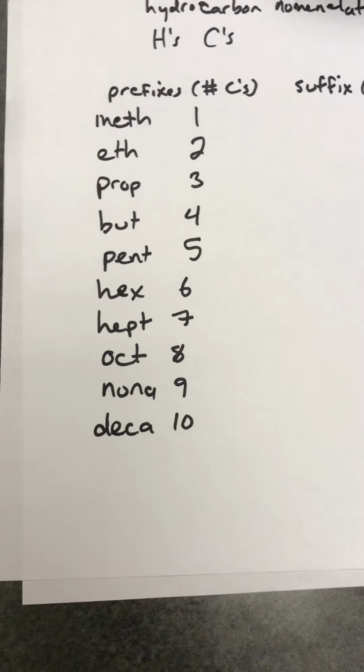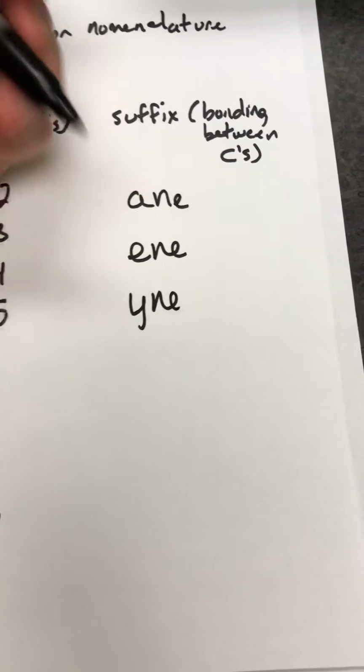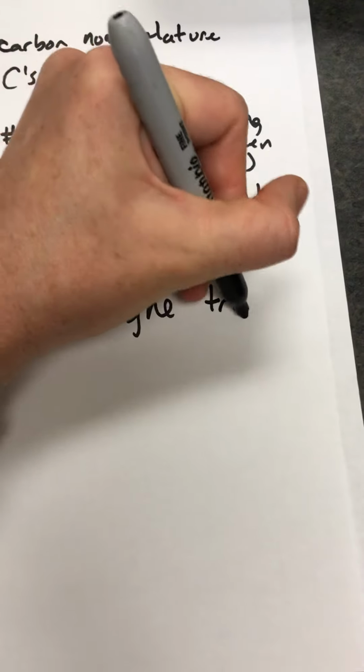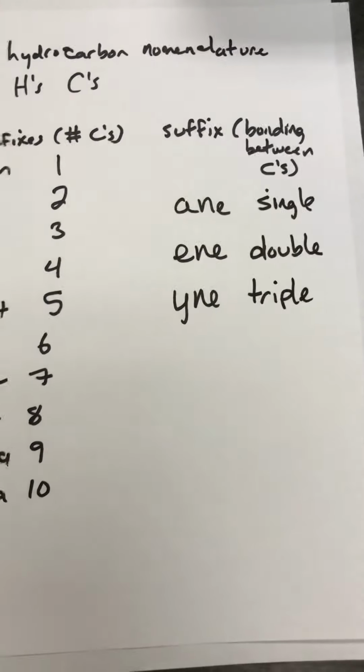in a particular hydrocarbon. The potential suffixes, there's only 3. And they go in alphabetical order: ane, ene, and yne. If it's ane, it's got a single bond. Ene is a double bond, and yne is a triple bond.